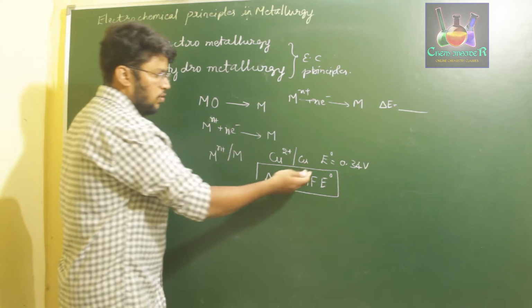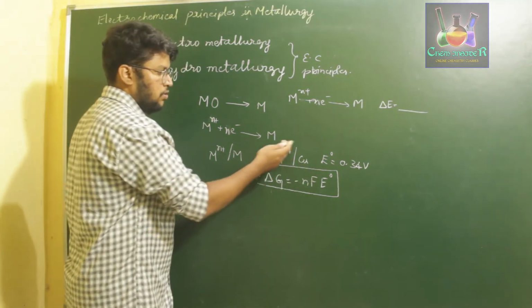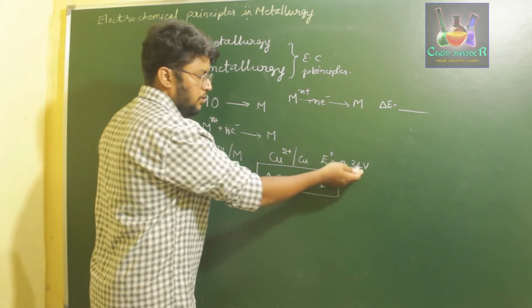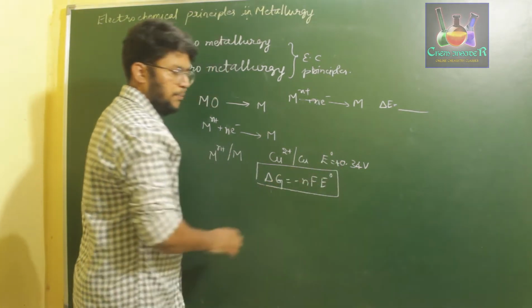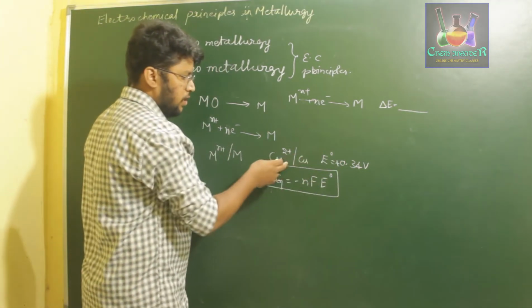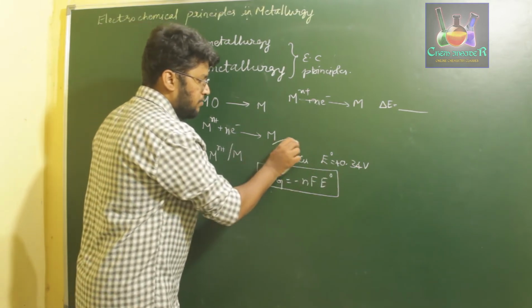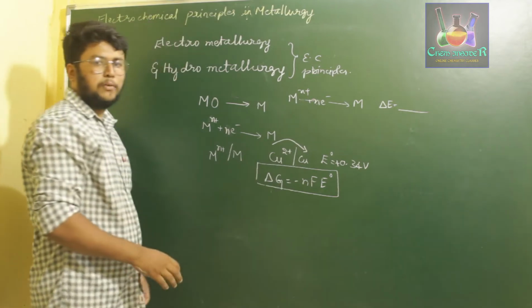So in this case, what we are observing is that Cu2+ getting converted to Cu has an E naught of 0.34, which is a positive value. If E naught is positive, then delta G will be negative. That means the conversion of Cu2+ to Cu is easier.